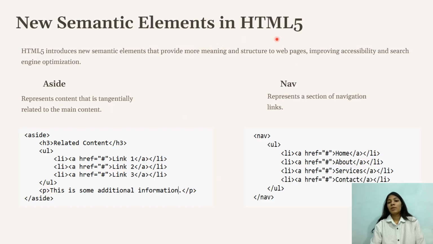HTML5 has introduced many new semantic elements which are really helpful in improving search engine optimization. Here is the aside tag. If you want to put something on the side of the web page, like some slider or some indexing, we can use an aside tag. And the nav tag, if we want to collect all the links in one place in our web page, then we can use the nav tag. The semantic elements don't change appearance but help in search engine optimization a lot.